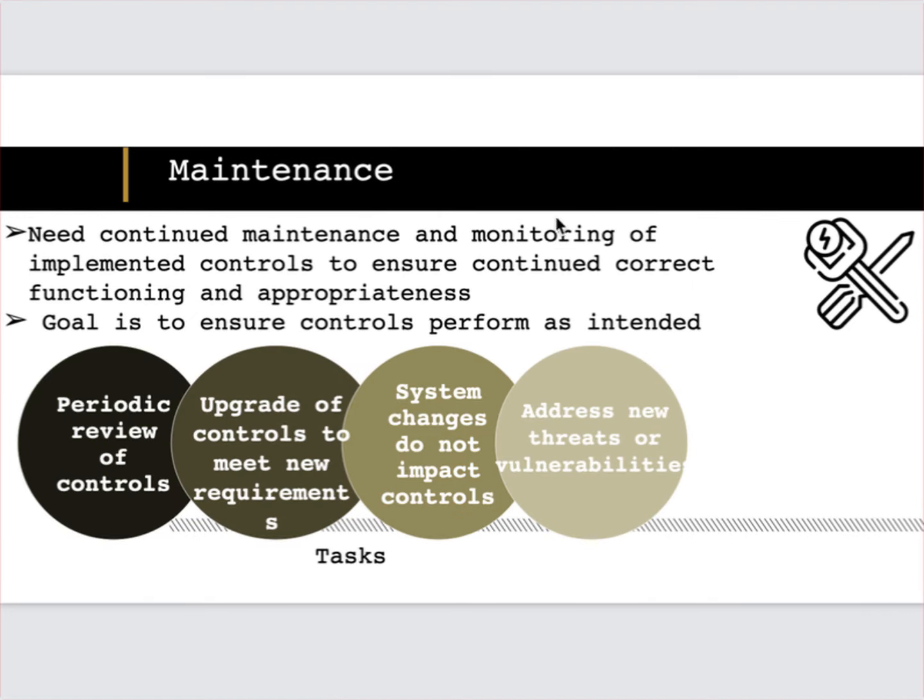In terms of maintenance, as we discussed, it needs periodic review of controls and upgrade of controls to meet new requirements for emerging, changing, evolving threats. System changes in this case should not impact the control. Basically, this criterion is very important because it needs to be ensured that the control is functioning as desired and addresses the threats and vulnerabilities for which it was put in place in the first instance.